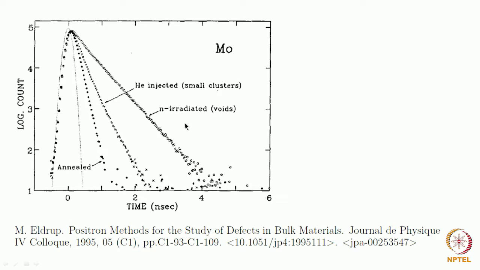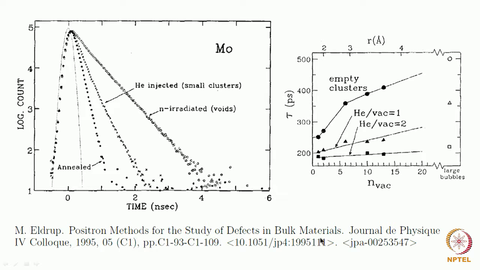And when it is irradiated with neutrons, where a lot of voids are produced, which by other techniques we can identify, you can see that the slope has changed. So the difference between these two gives information about the difference in lifetime. From these plots we can get information about the type of defects which are present, and their concentration.